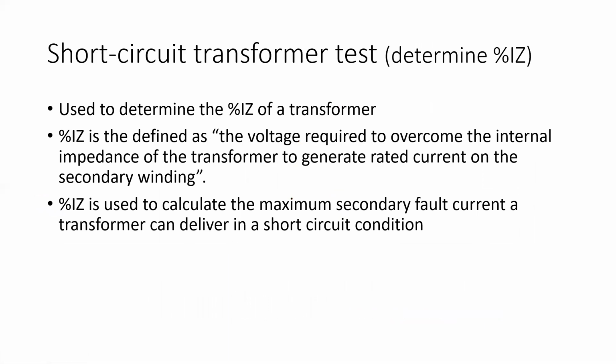There's another short circuit test that we use sometimes, and that's called the percent IZ test. So the percent IZ is the percent current impedance, or a value of impedance that's required, the voltage required to overcome the internal impedance of the transformer to generate the rated current on the secondary winding, which is really quite a mouthful. And I would really say it's not of significant value for you to understand fully what all of the different implications are of this particular measurement. What it's used for an electrician is to calculate the maximum secondary fault current a transformer could deliver in a short circuit condition, and that is important.